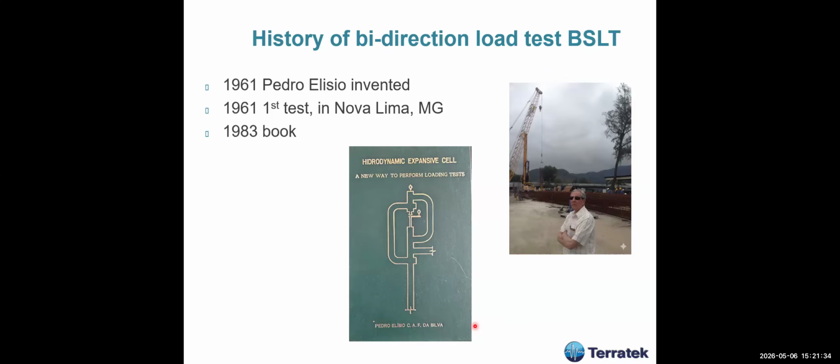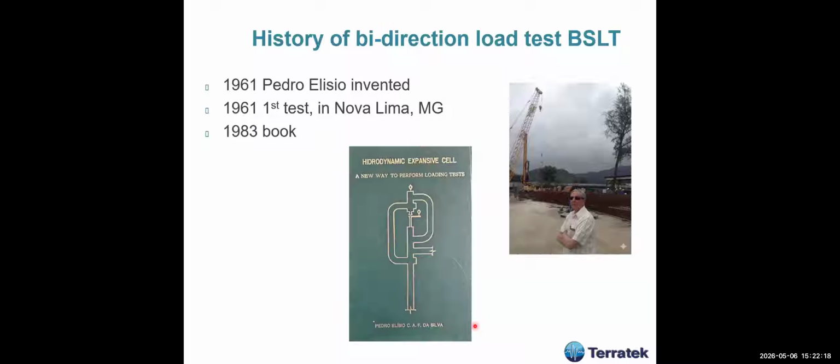Instead of applying the load to the top of the pile, he decided to insert a hydraulic cell in the middle of the pile, and then the tip would react against the upper part of the pile. And when you're dealing with very large diameter piles, it's impossible to carry out a pilot test. The cost is too much. And then this guy started to develop something like that and carry out his first test in a place called Nova Lima in Minas Gerais, state of Minas Gerais in Brazil, in 1961, so long ago.